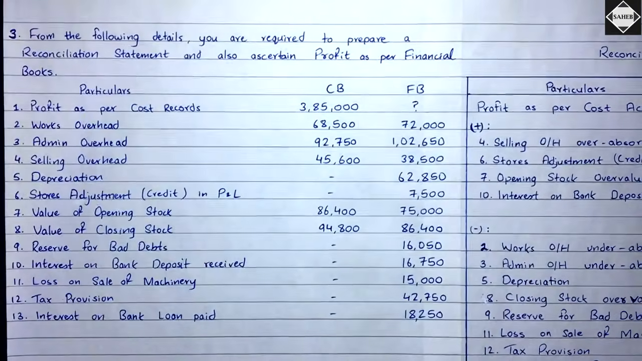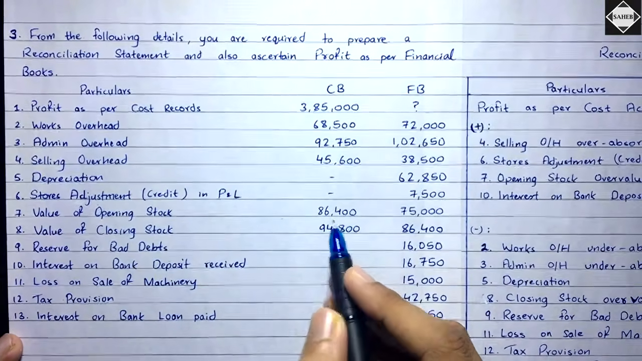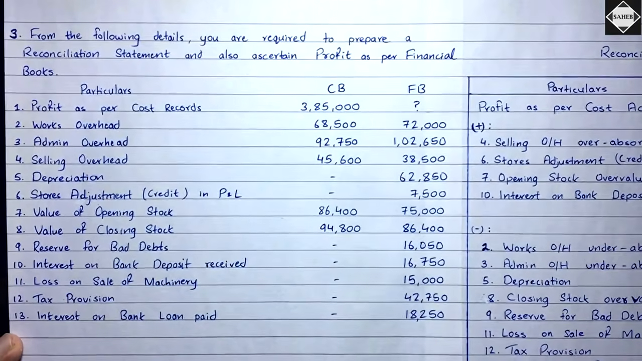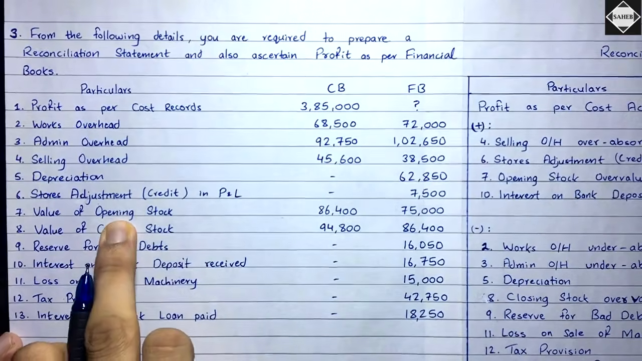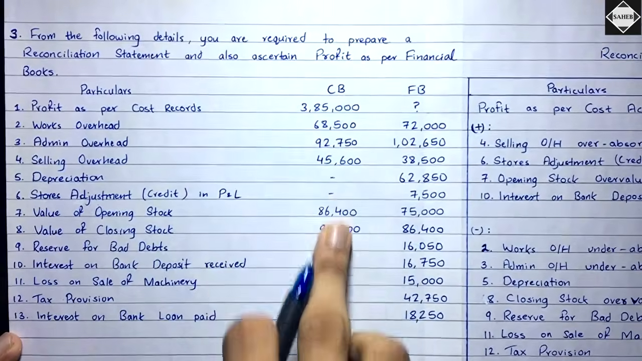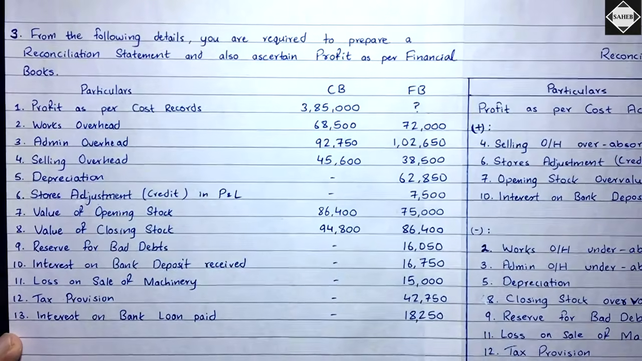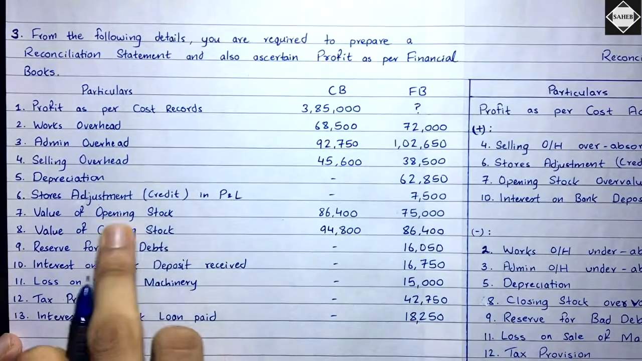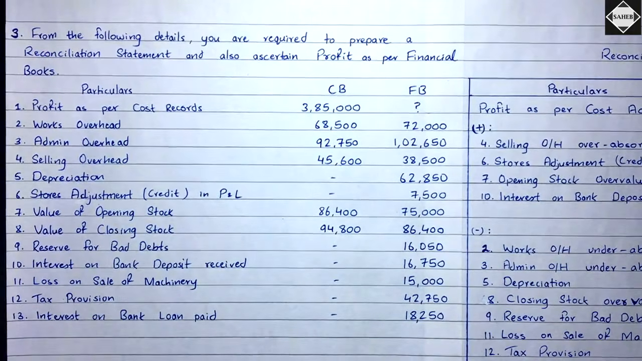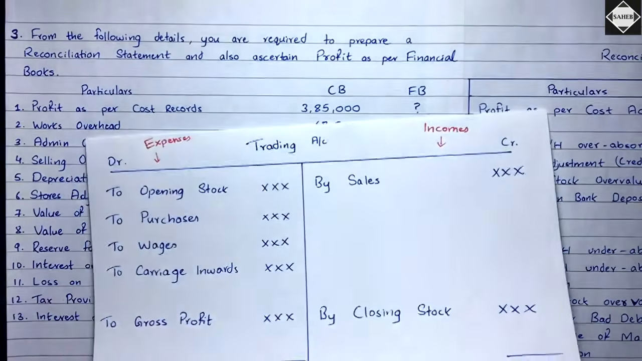Is that okay? Right. See here we have value of opening stock: 86,400 in costing books and 75,000 in financial books. Just by looking at these two figures you can understand that opening stock has been overvalued in costing books. While writing the statement, we are going to write that opening stock has been overvalued in costing books. But for the calculation, opening stock is an expense. Just think like that.